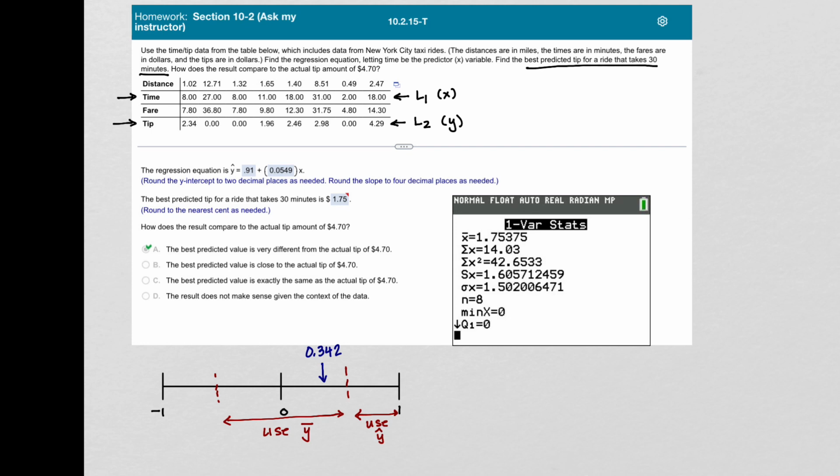And then it turns out that that is very different from the actual tip of $4.70. Okay, so that is what we got in that problem. That's how we do that.